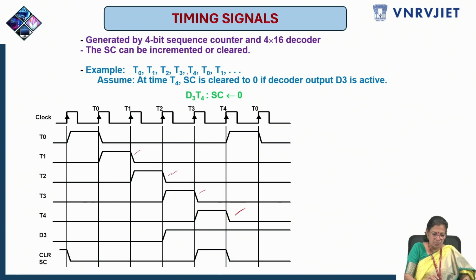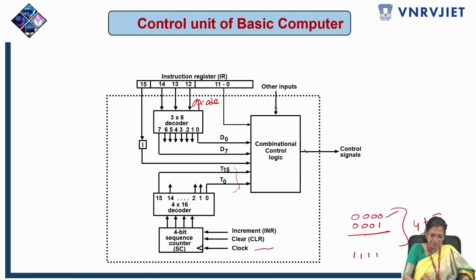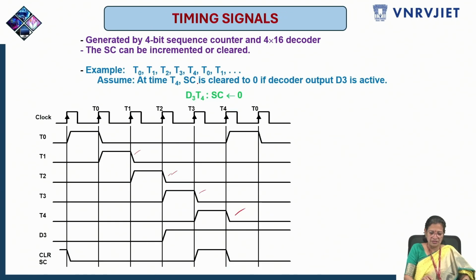Okay. So in this example, assume at time T4 the sequence counter is cleared to 0 if the decoder output D3 is active. So the condition is that if decoder output D3, what is D3? The control signal meant for one of the memory reference instructions, D3, right? So in order to execute that instruction, it should happen during T4, it has to stop and clear the sequence counter. So for that, the condition is that both should be active. When D3 is active as well as T4 is active, the sequence counter should be cleared.